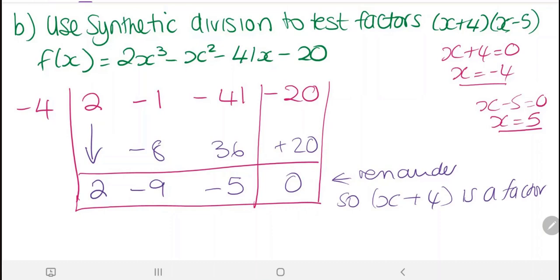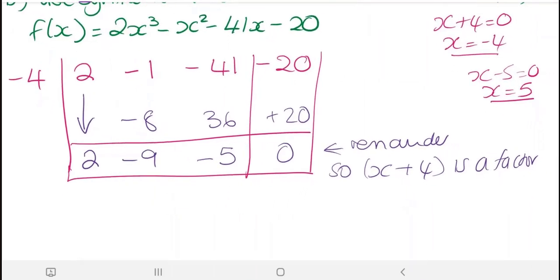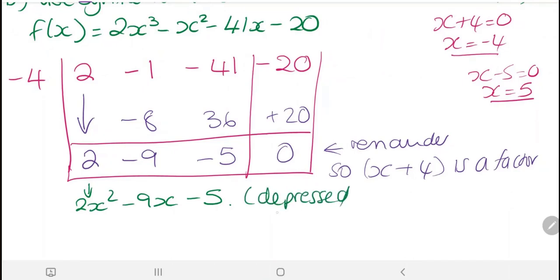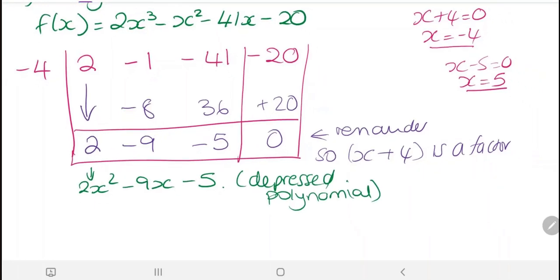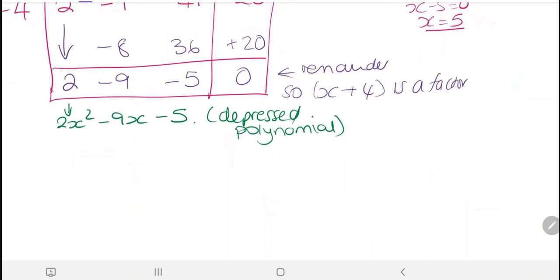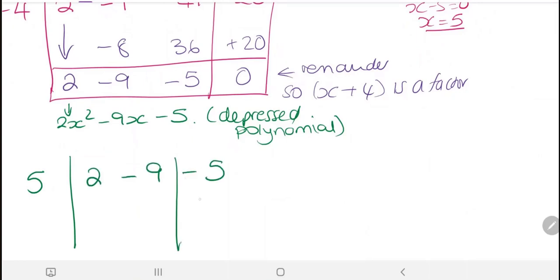So now we need to check x minus 5. We're going to use the depressed polynomial, this 2x squared minus 9x minus 5. This is called a depressed polynomial. So we'll just use this now to test for x is 5. Bringing these values down, we have 2, minus 9 and minus 5. And the last one will be our remainder.